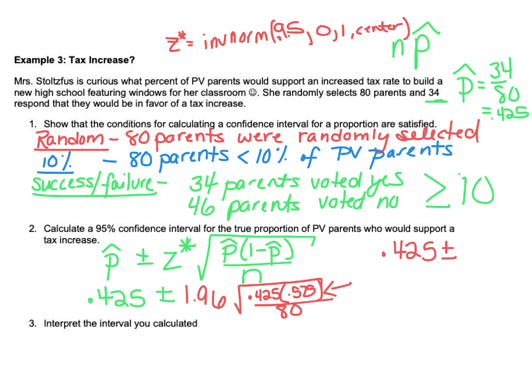So my margin of error, when I type in everything here that's highlighted, is the margin of error calculation. That is 0.108. So that's like 10% that I'm adding on and subtracting from if I want to be 95% confident that I capture the true proportion. So when I do that, subtracting it gives me 0.317 and adding gives 0.533. There's my interval.